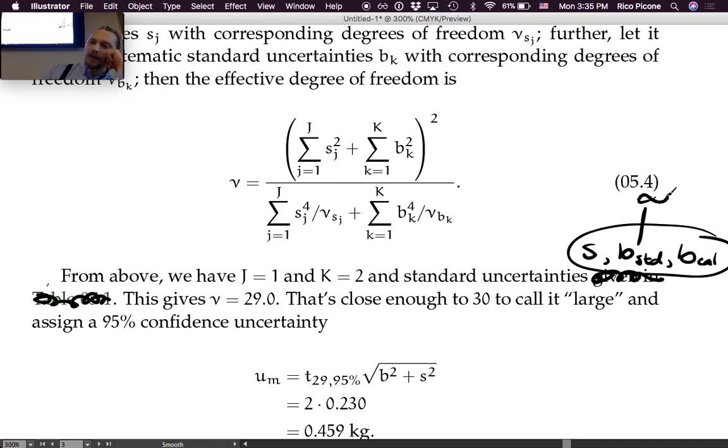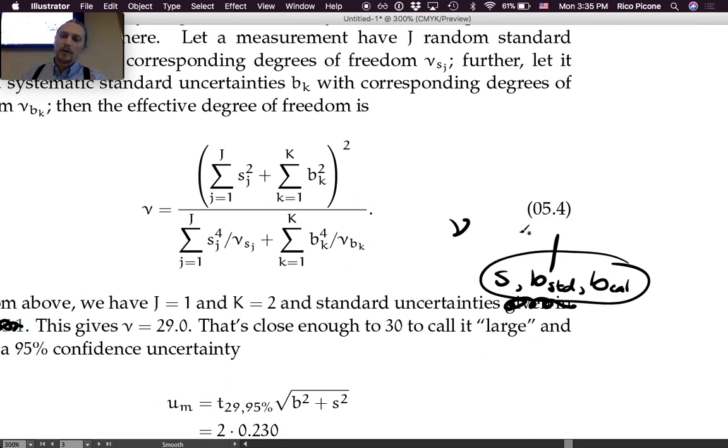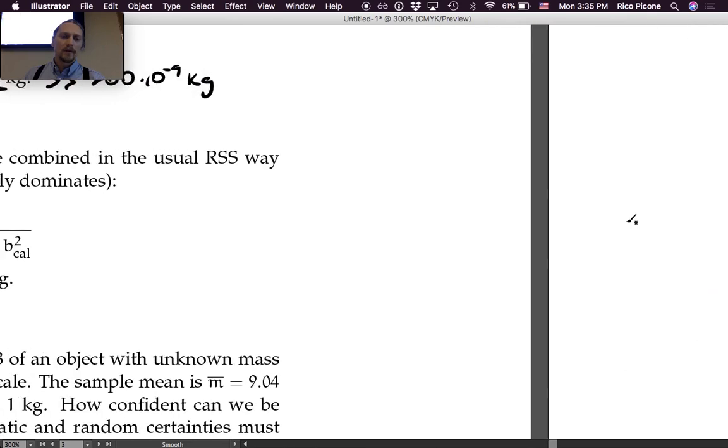So I'll list the nu values. For S, nu is equal to m minus 1, right? Which was 23, so m was 23, so we've got 22. B, this came from NIST, right? We assume that they had just an infinite number of samples. Greater than 30, we just assume, so just say infinite. And then B, calibration, we said it was 10, right? We had 10 samples. Was it 11, 10? Remember?